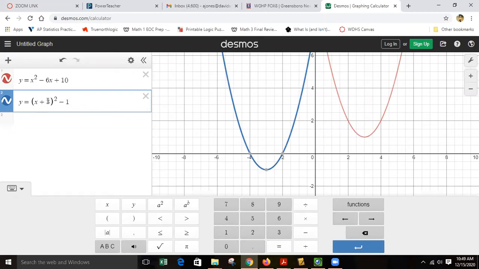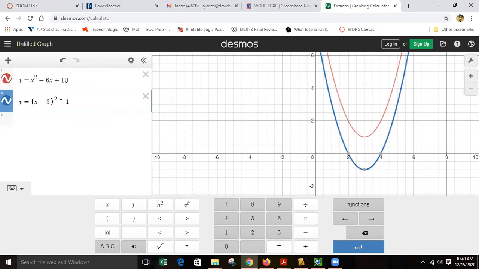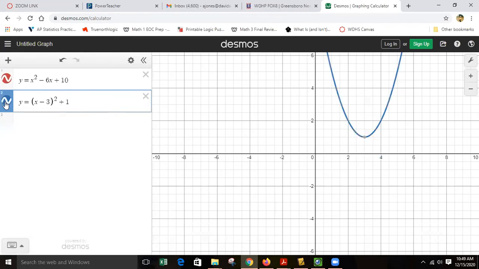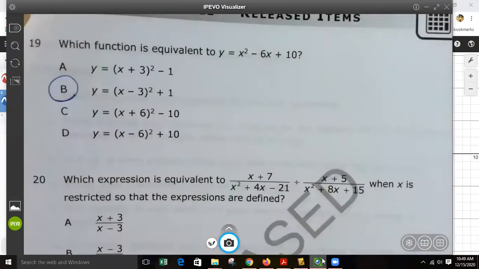Your next one is x minus 3 squared plus 1. Is that the same graph? Did it graph over itself? Yeah, it graphs right on top of itself. And if you're not sure, you can click this little thing right here and it'll turn it off. So you can see that it goes from red to blue, just in case you weren't looking and it threw it up there. Okay, so turn it off, turn it back on, and you can see that it graphs over itself. So our answer for this one was B.